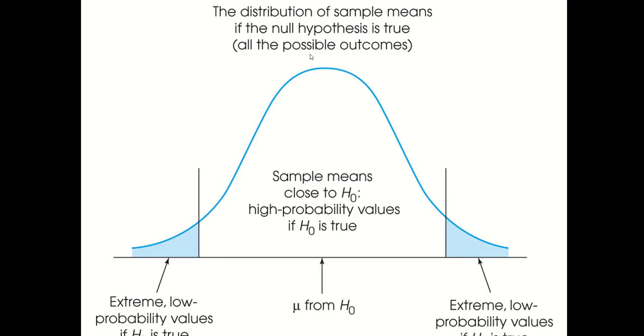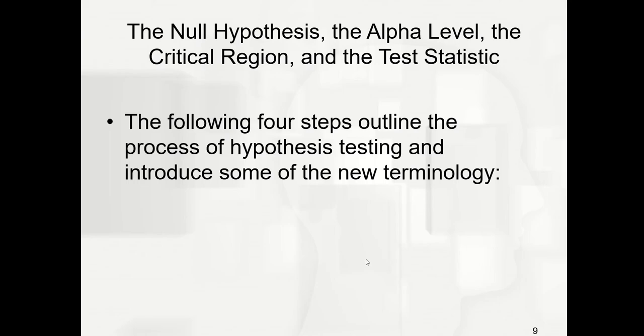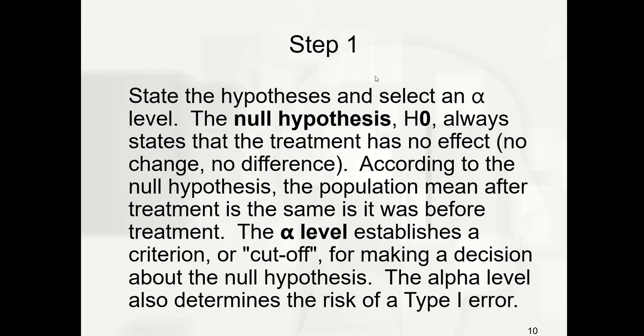So if the null hypothesis is true, we have this distribution here. State the hypothesis and select an alpha level. The first step in a research study is to state the hypothesis, and the first hypothesis that is stated is the null hypothesis. It always says that the treatment has no effect. We are going to apply a new treatment, and H0 says it has no effect, no difference. That's what H0 says.